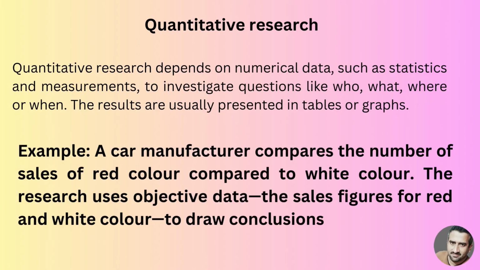And the next is quantitative research. Quantitative research depends on numerical data such as statistics and measurements to investigate questions like who, what, where, or when. The results are usually presented in tables or graphs. And we have one example. A car manufacturer compares the number of sales of red color compared to white color. The research uses objective data, the sales figures for red and white color, to draw conclusions.